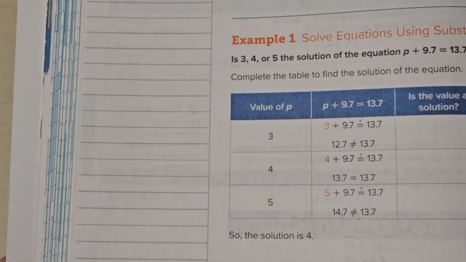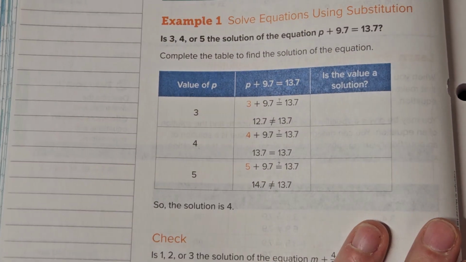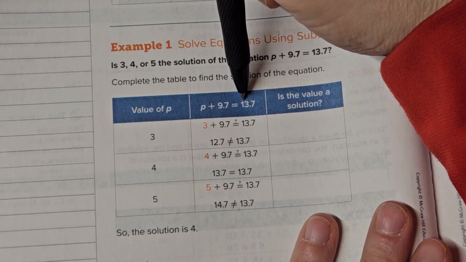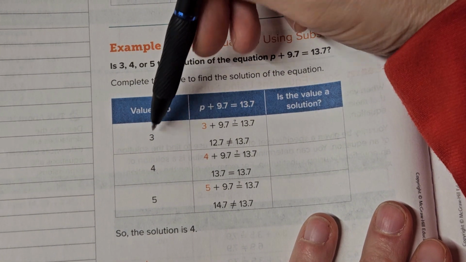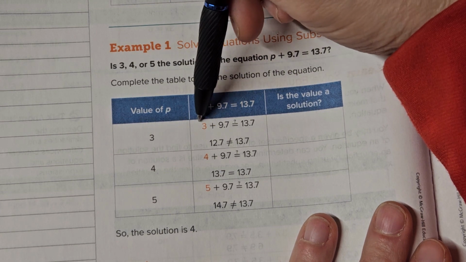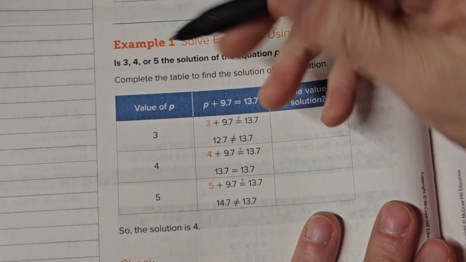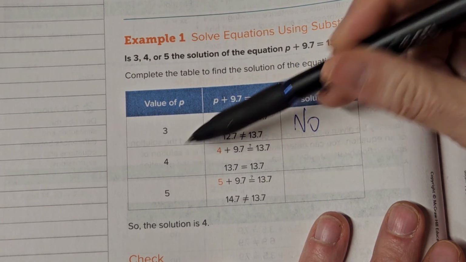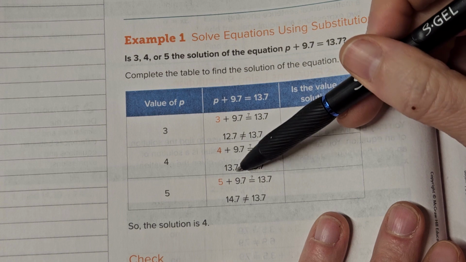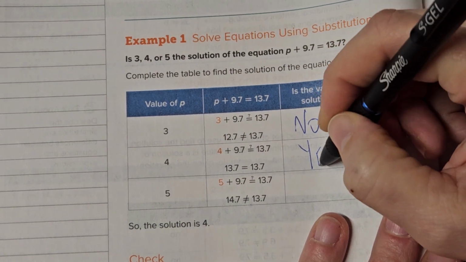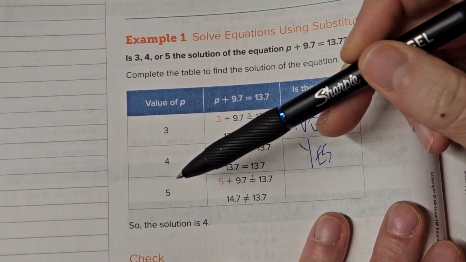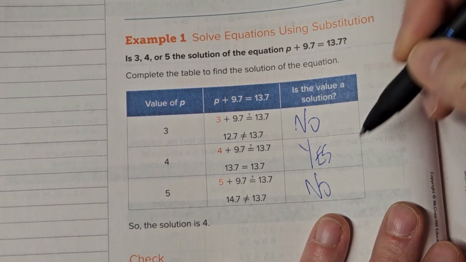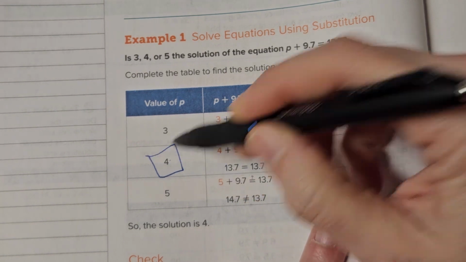Okay, let's try example 1. If we have the equation p plus 9.7 should equal 13.7, we'll substitute the 3 in for the p. 3 plus 9.7 is 12.7. No, 3 is not a solution. If we put a 4 in and do the work, oh, yes, that is a solution. And if we put a 5 in and do the work, no, not a solution, which means the solution to this equation is 4.